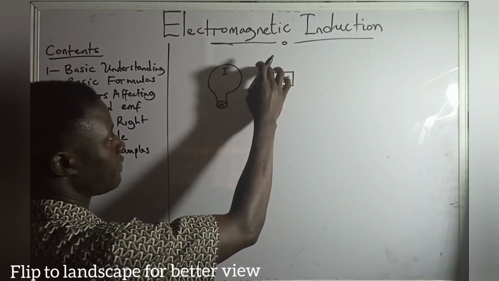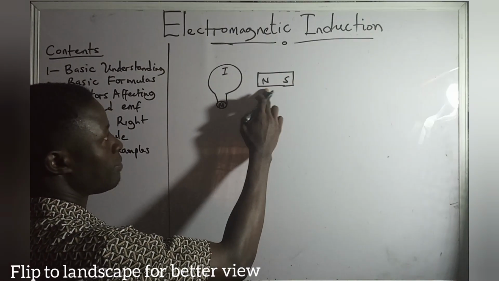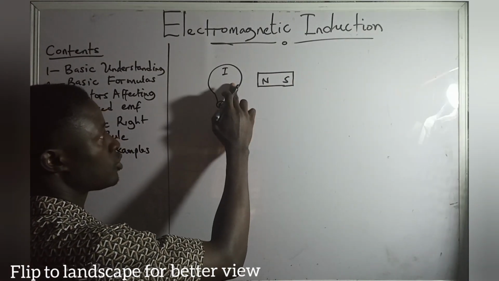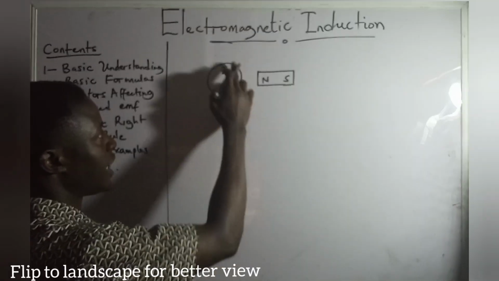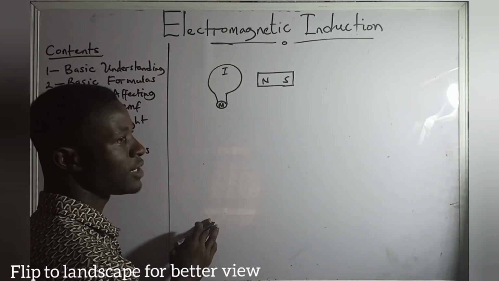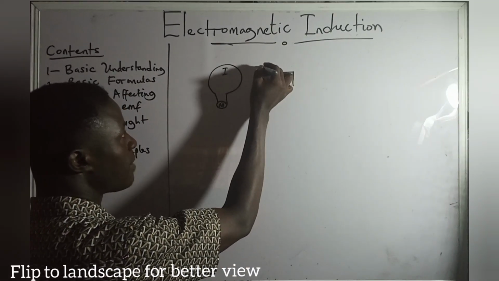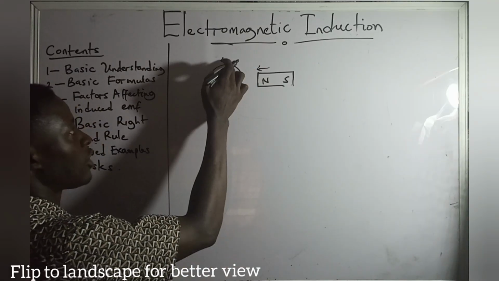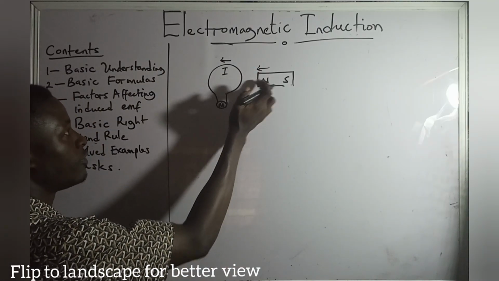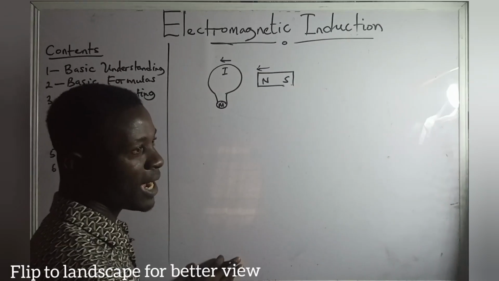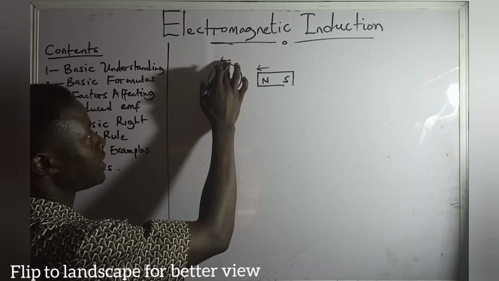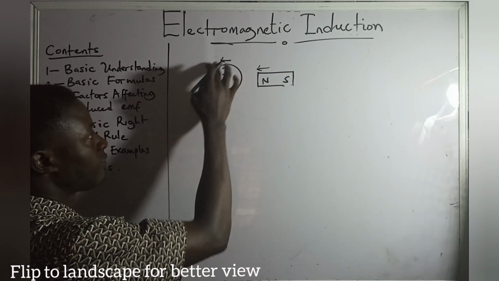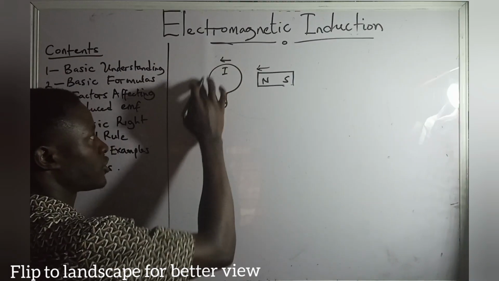So when this magnetic field generated by this bar magnet comes close to this coil of wire, then an induced current is generated. If I move this bar magnet close to this coil of wire, an induced current is generated opposite the direction of the movement of the bar magnet. So in this case, the induced current is flowing in anti-clockwise direction.